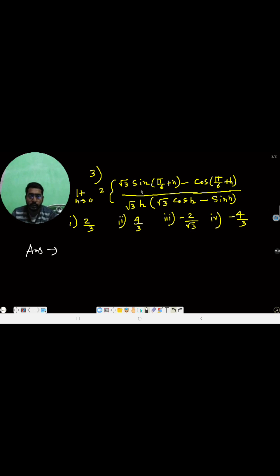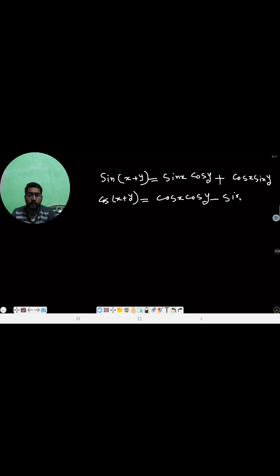Now first of all you can see here sine of pi by 6 plus h. So this is the formula of sine x plus y, so here you can use that formula. Now I'm just writing the formula here. Sine x plus y is sine x cos y plus cos x sin y. And for cos x plus y, the formula will be cos x cos y minus sin x sin y. Now this one you have to use here.